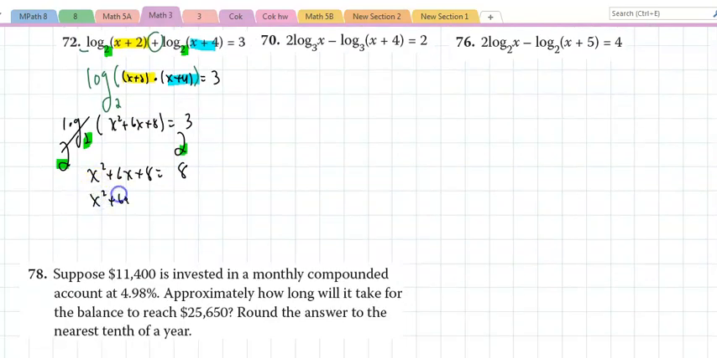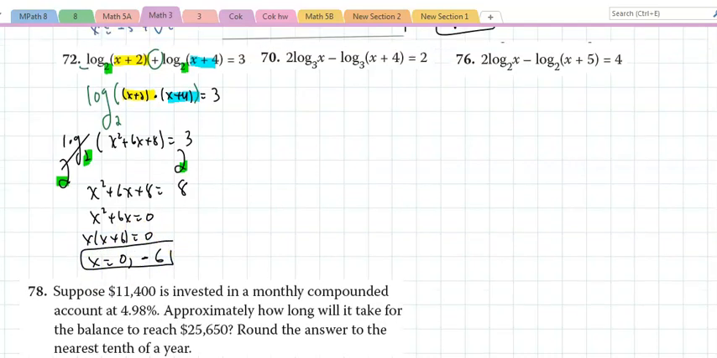Isolate the polynomial by itself. Factor. X would be a 0 or a negative 6. Now I have to check. If I let x equal 0 and I put 0 there, 0 plus 2 is positive, 0 plus 6 is positive. That's good. But if I put a negative 6 there, isn't negative 6 plus 2 negative 4? That's not allowed. So 0 is the only value that will work for this problem.